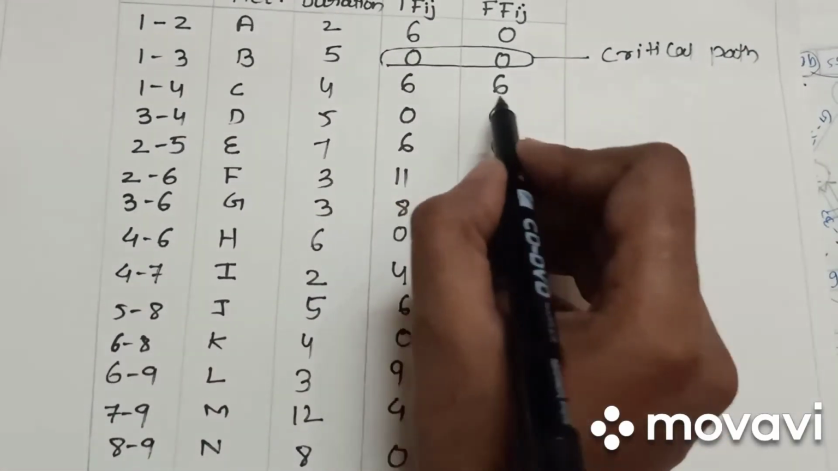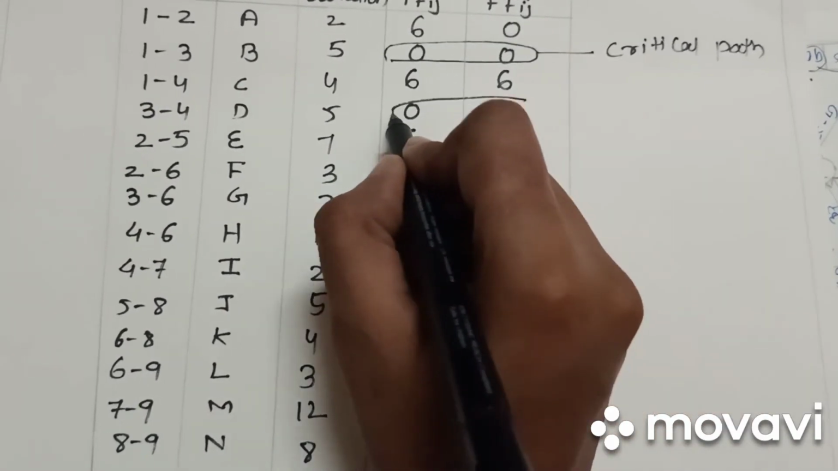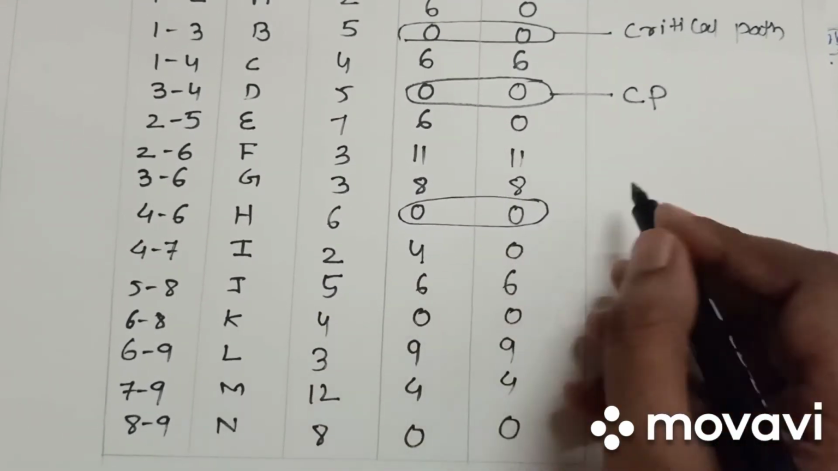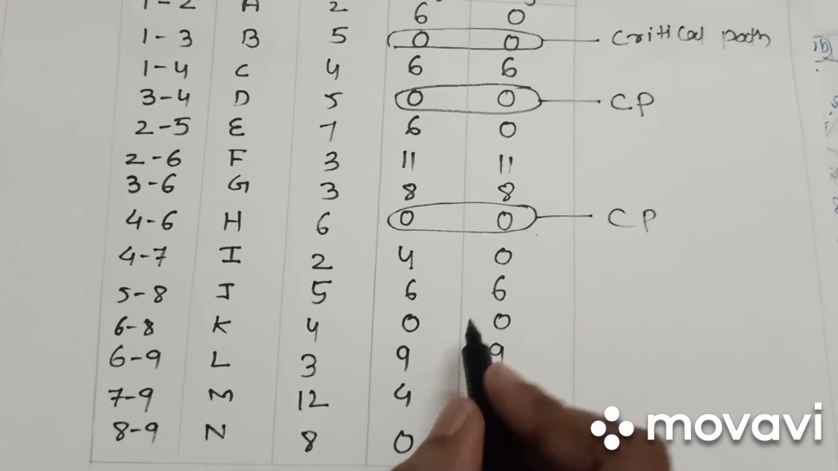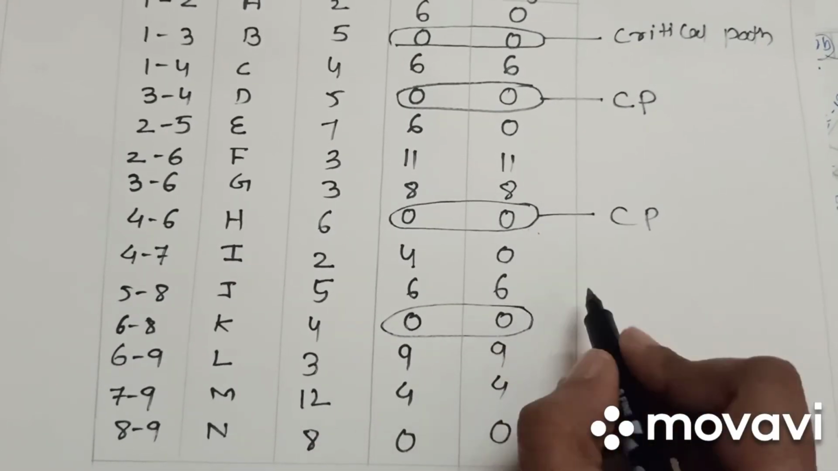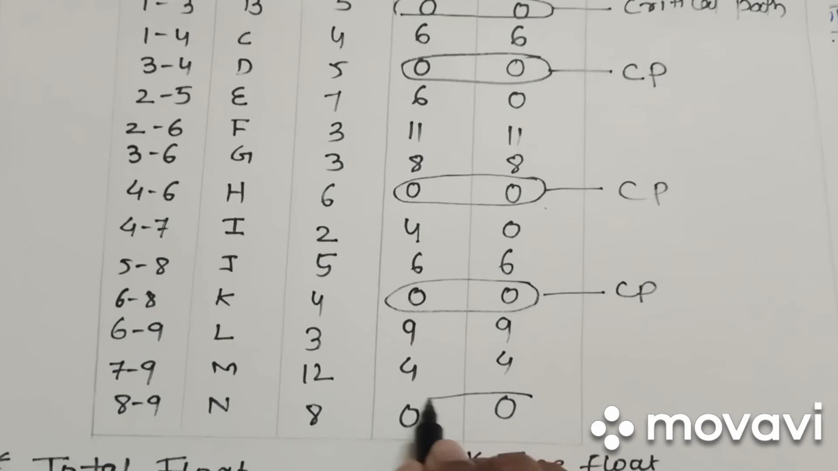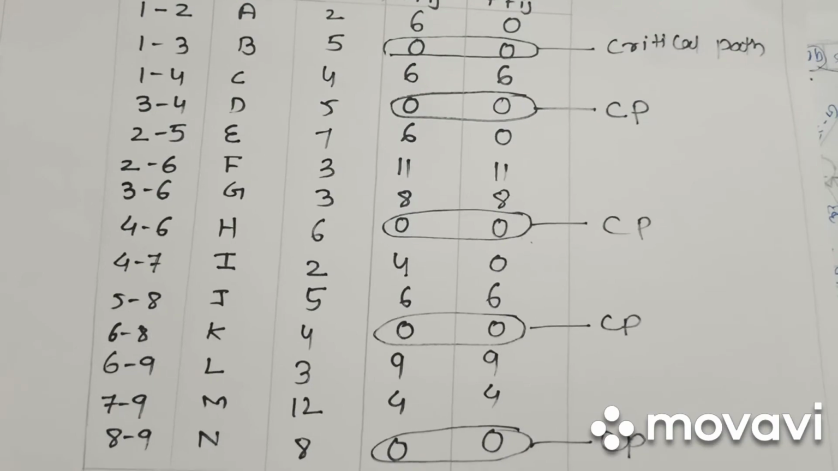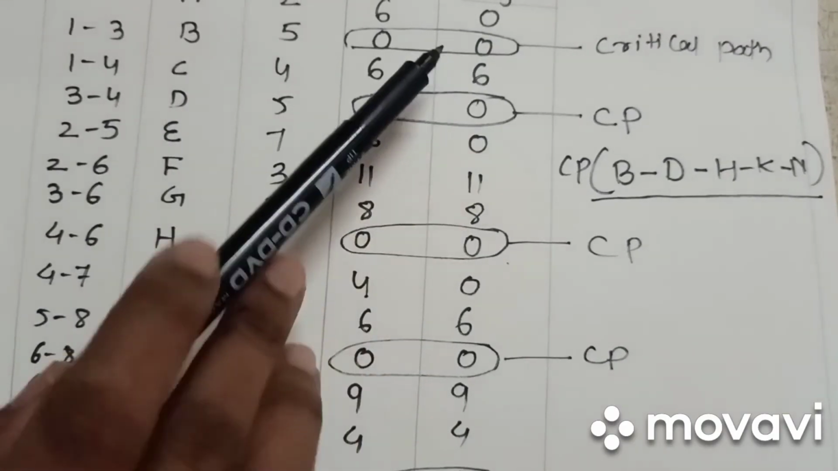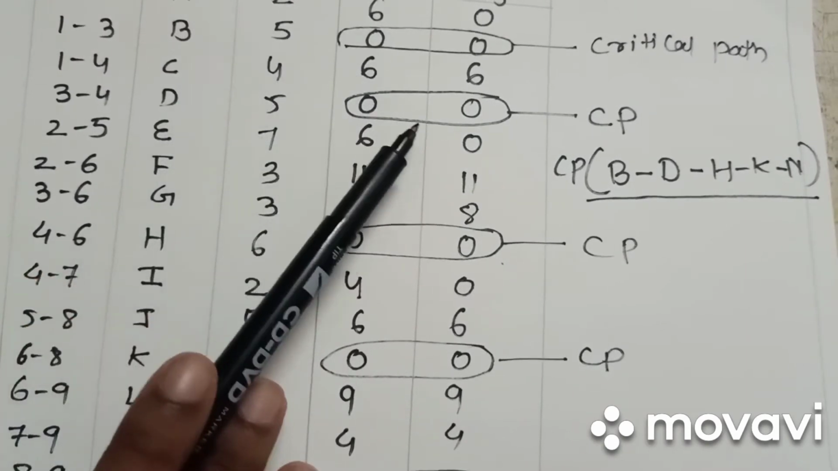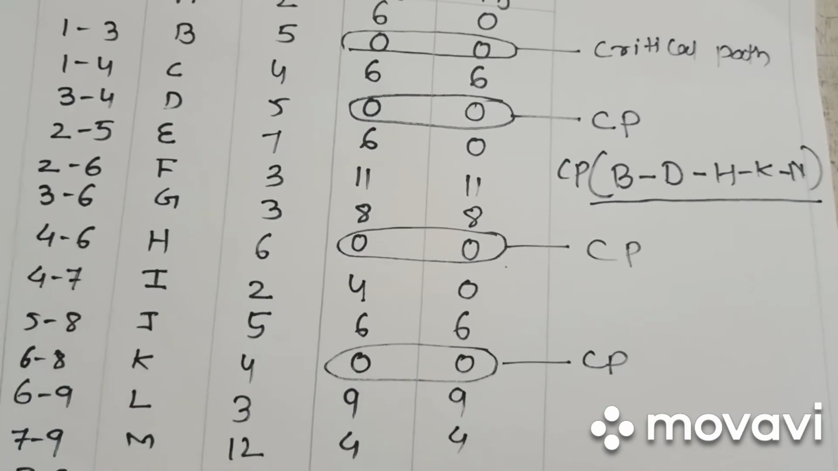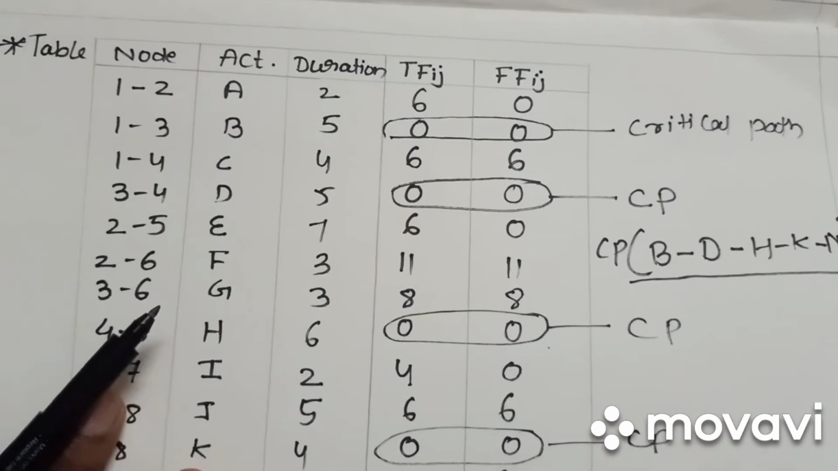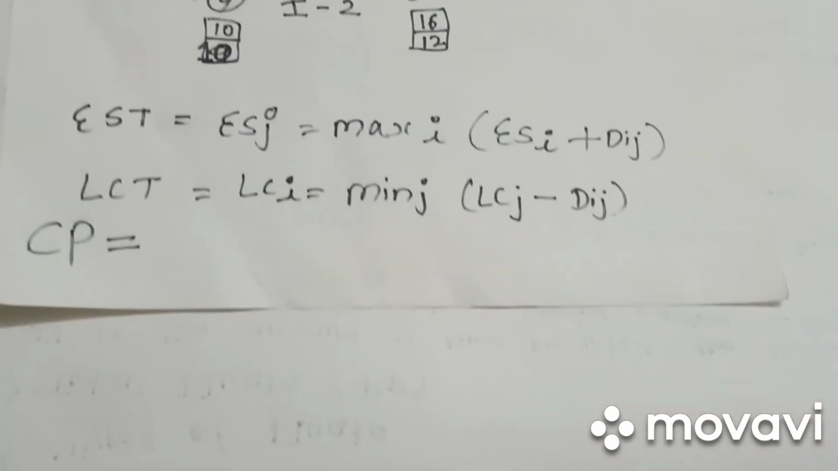The second activity is D. Third one is H. Fourth one is K. And the last one is N. This is our critical path. So our critical path is B, D, H, K and N. We have found it with the help of total float and free float. This is a simple way of calculating the critical path.